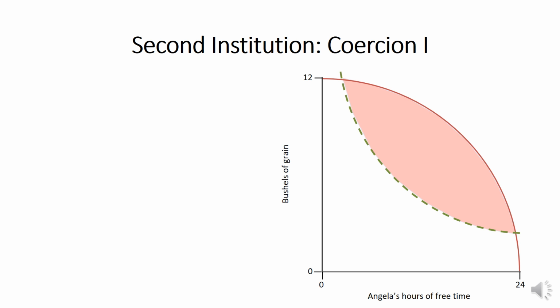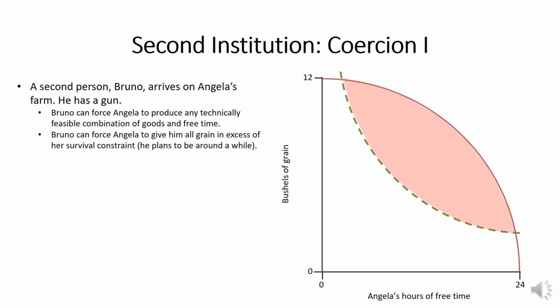So the second institution, coercion. Another person arrives on the scene, Bruno, and he's a nasty guy with a gun, and that means that he can extract surplus from Angela. He can force her to work any amount of time that he would like, and he can make her give away to him all the grain that she produces, except the bare minimum that she needs to survive.